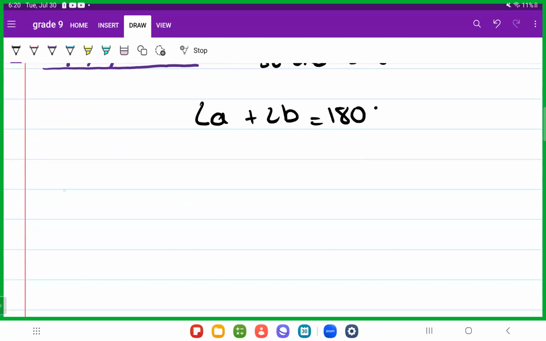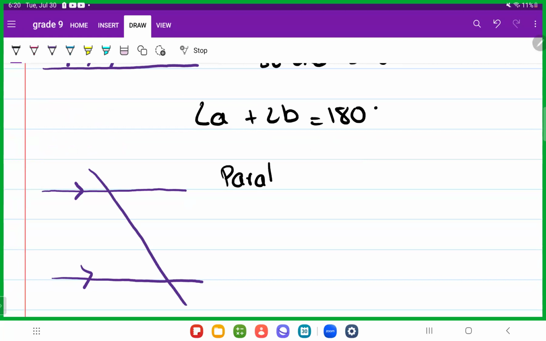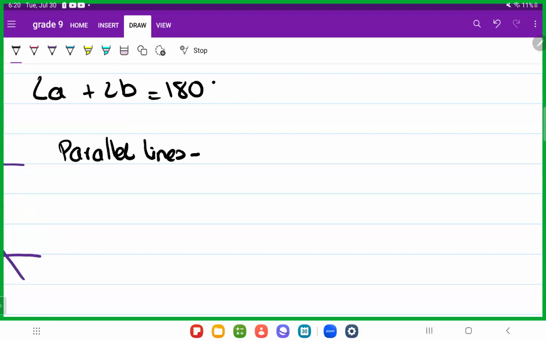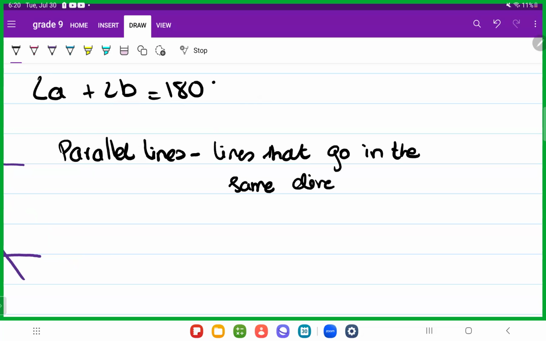Let's talk about property 2. So in property 2, I have parallel lines. Do you know what parallel lines are? Is it just like lines that don't intersect? That is one of the properties. So parallel lines are lines that go in the same direction. So if two lines are going in the same direction, that means they can never intersect, right?